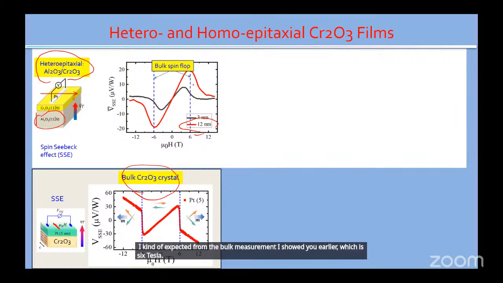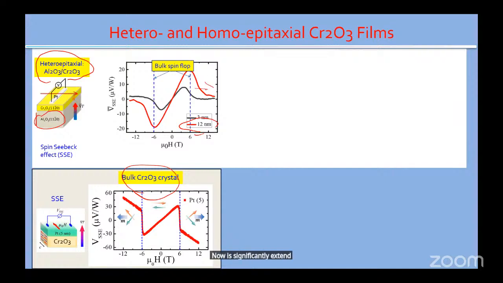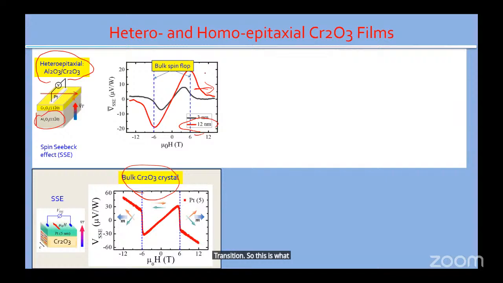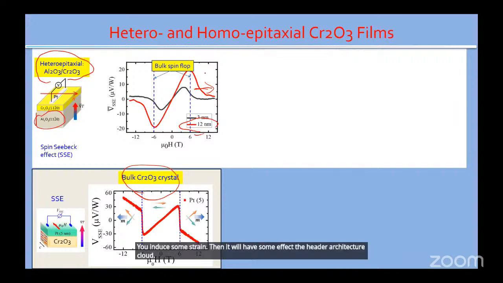Now it is significantly extended to the high field, the spin flop. And on top of that, I have a much broader distribution, at least one order of magnitude broader, in the spin flop transition. So this is what I see in the heteroepitaxial film. So one may ask, okay, you have a lattice mismatch, you induce some strain, then it will have some effect on the heteroepitaxial film, or chrome oxide film.